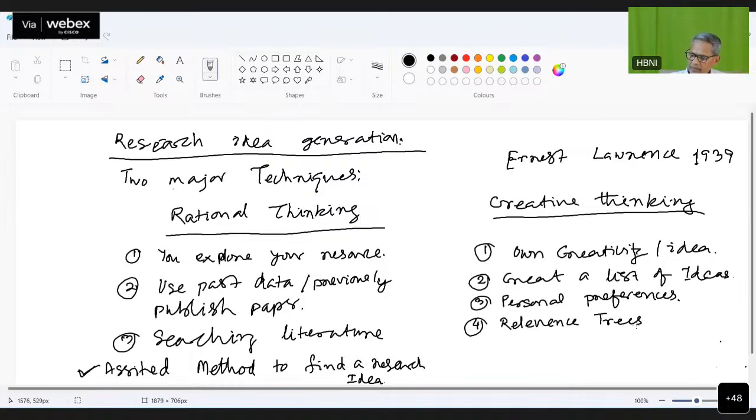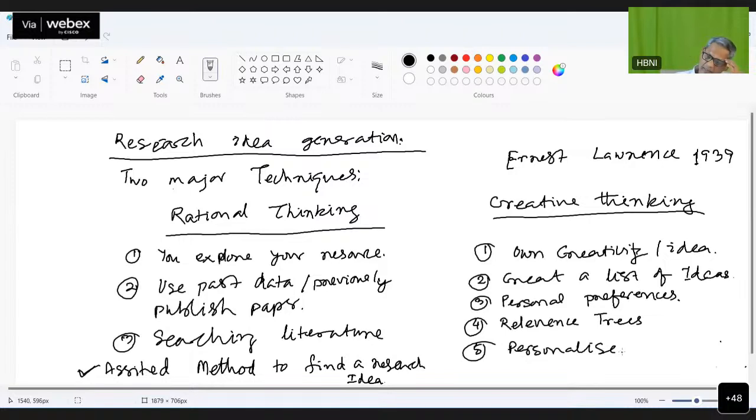When you are getting some new ideas, you should try to understand them from a multitude of points, and you see whether the idea is correct or not. Then you can talk to experts, do brainstorming, and then you can finally personalize this. So this is creative thinking.